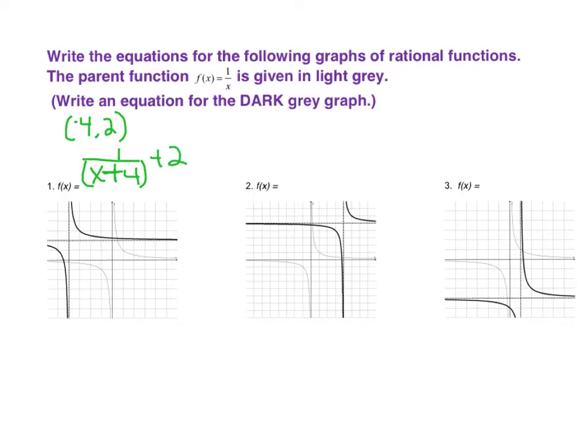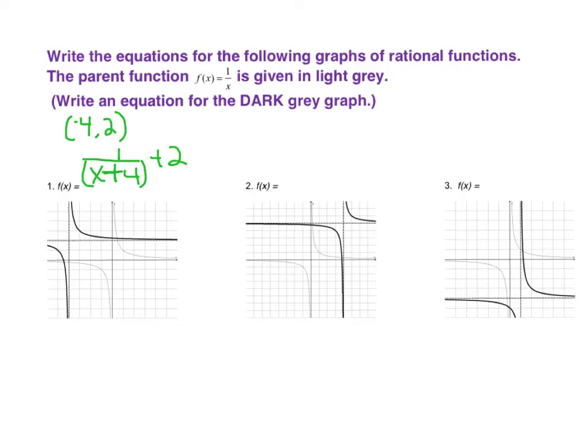Now remember, when you write the h value in the equation, it always has the opposite sign as it does on the graph, because the formula is x minus the h value. So if your h value is negative, that's x minus negative, in this case, minus negative 4, which is the same thing as x plus 4. Now let's move on and look at the second graph.